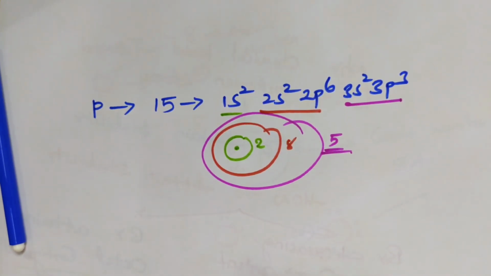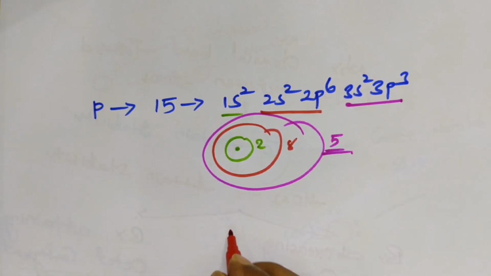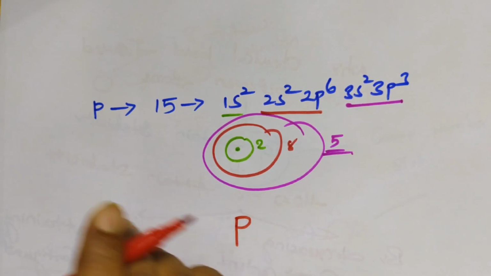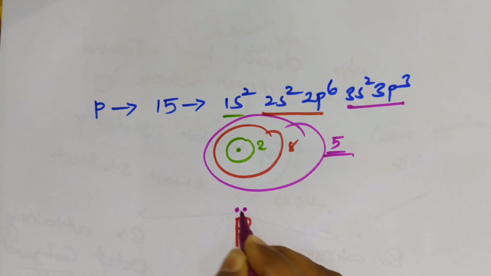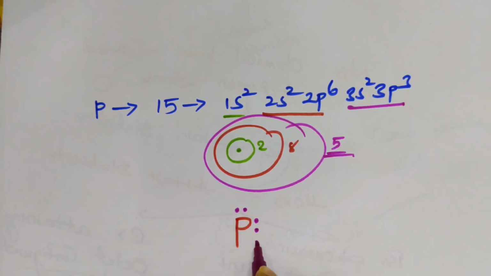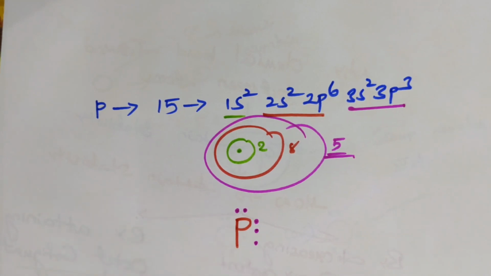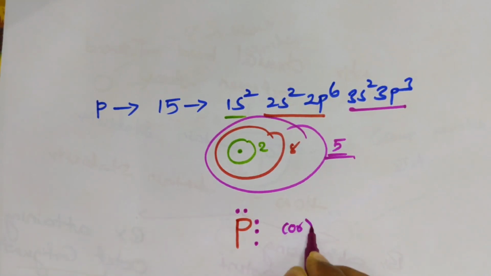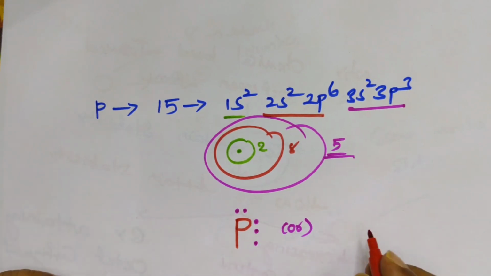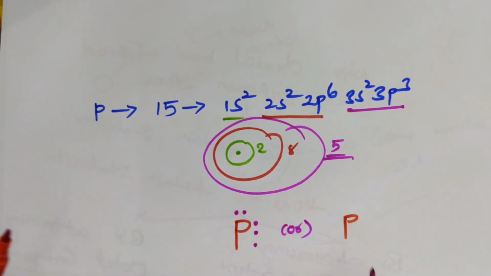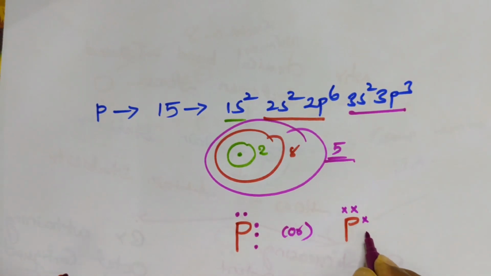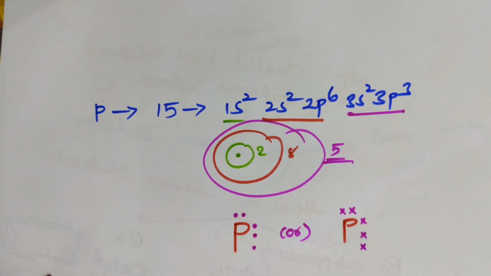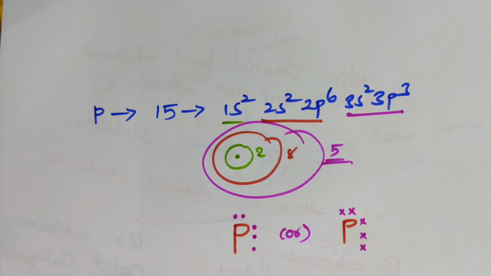So 5 valence electrons means how many dots do we take? Around the phosphorus symbol, 5 dots. Very good. First you write the symbol of phosphorus, then you write the valence electrons: 1, 2, 3, 4, 5. This is the Lewis dot structure of phosphorus. Another way of representation: first you write the symbol of phosphorus, and either use the X also: 1, 2, 3, 4, 5. This is the Lewis dot structure of phosphorus.